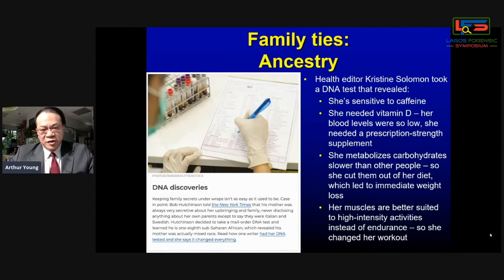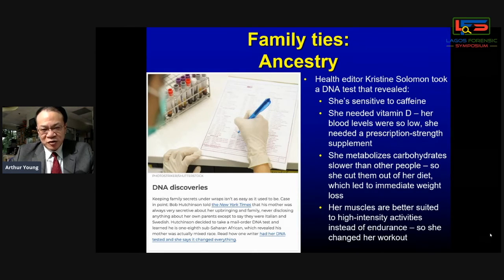Okay, so we're now going to take a look at some other applications of forensic genealogy. There we have Ancestry. Health editor Christine Solomon took a DNA test, and what she learned was that from her own DNA, they were able to determine certain metabolic secrets that were held in her DNA. For example, she's sensitive to caffeine. However, it turns out that she's actually not sensitive to caffeine, not because of her genetics, but because of her lifestyle.